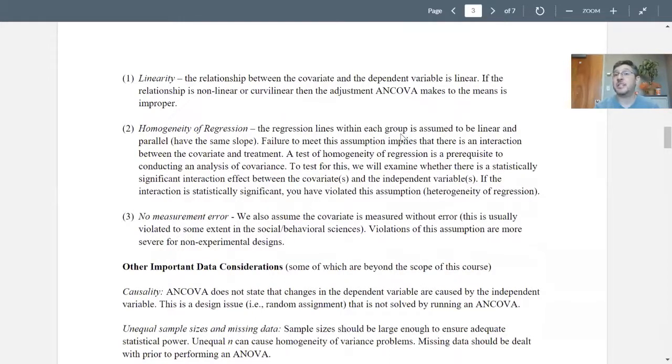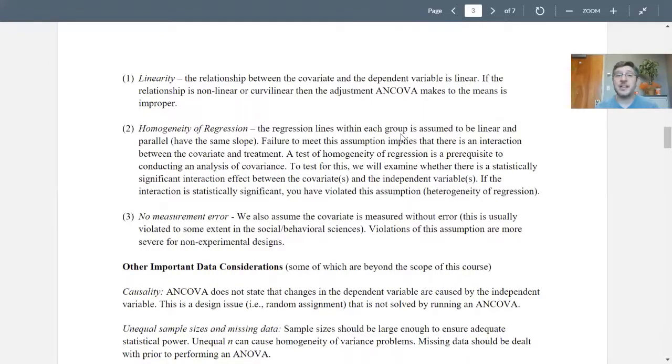We want to say that the relationship between the covariate and the dependent variable is linear. If the relationship is nonlinear, then the adjustment ANCOVA is making isn't correct. And so we can assess this. We could just graph our outcome on the y-axis and the covariate on the x-axis, and just assess visually the linearity assumption there.